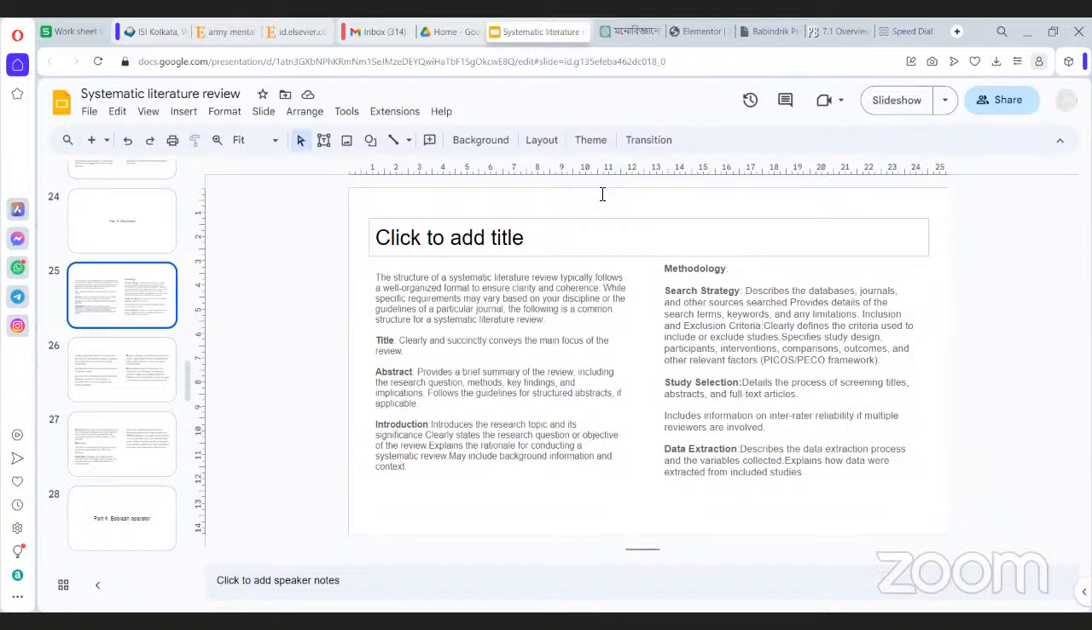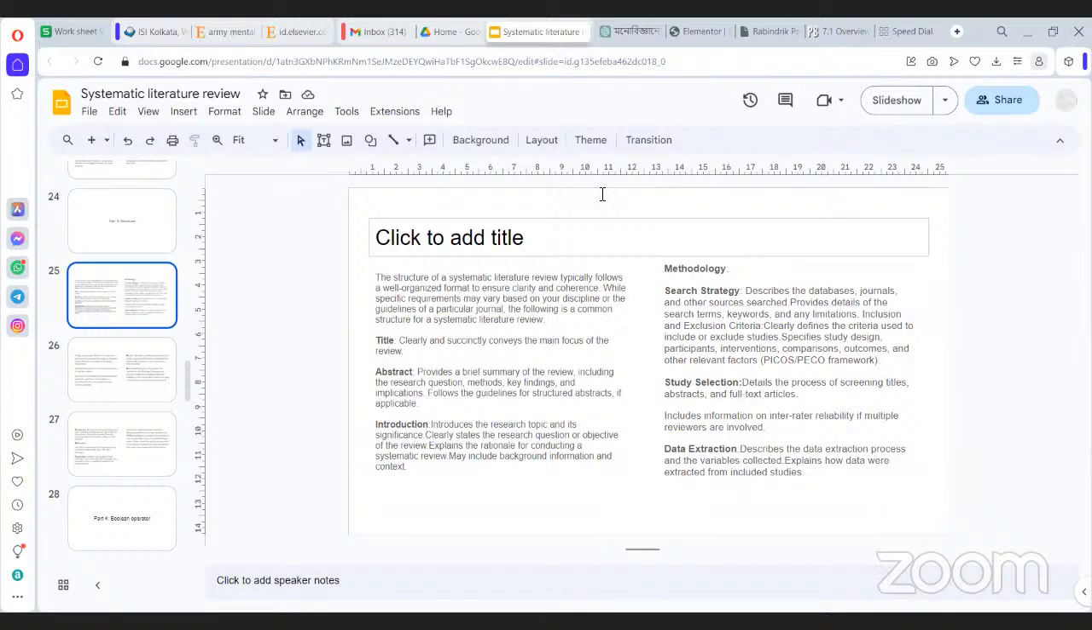Shumana, next is the introduction, please. Introduction. This section introduces the research topic and its significance. It clearly states the research question or objective of the review and explains the rationale for conducting a systematic review. It may include background information and the context. Correct. So this is in the introduction.